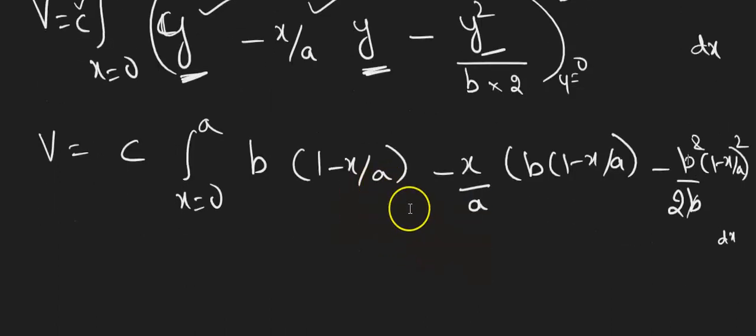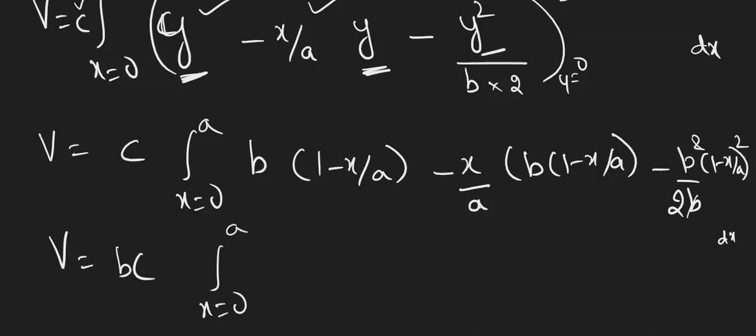And let us simplify this first and then integrate with respect to x. So what do I have to do to simplify? Just see here, 1 minus x by a into b is common for all the terms. So I will write this, x from 0 to a. This b you can take it out. Okay. So if I take 1 minus x by a common, what will I get?